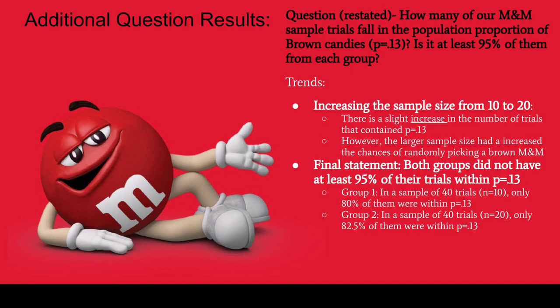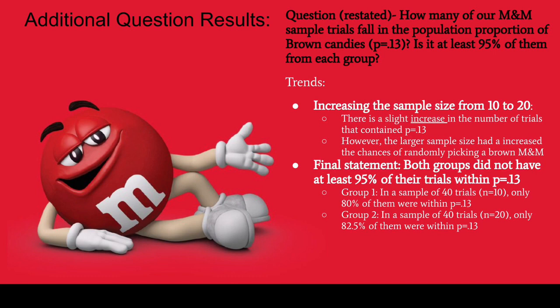So some trends that I noticed is that increasing the sample size from 10 to 20 actually resulted in an increase in the number of trials that contain the true proportion. Even though it was a small change, it still happened. However, the larger sample size also increased the chances of randomly picking a brown M&M.